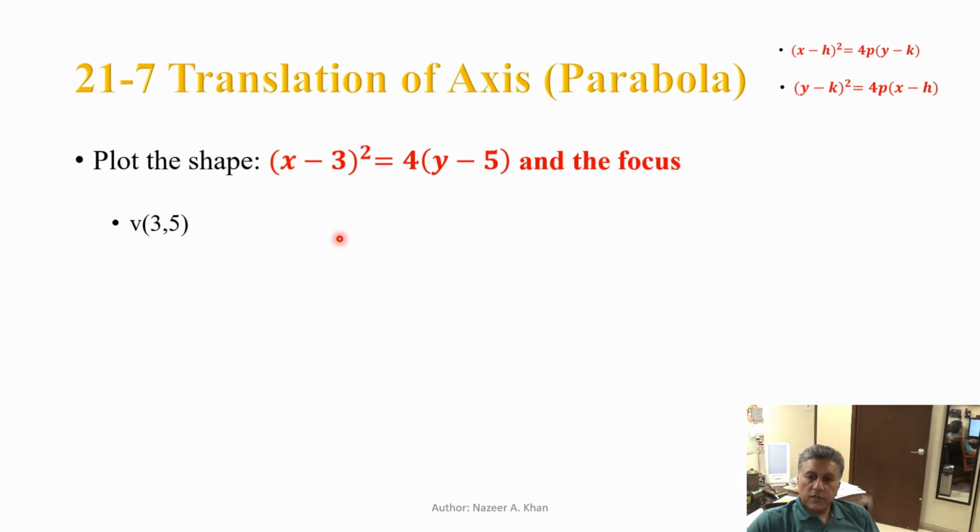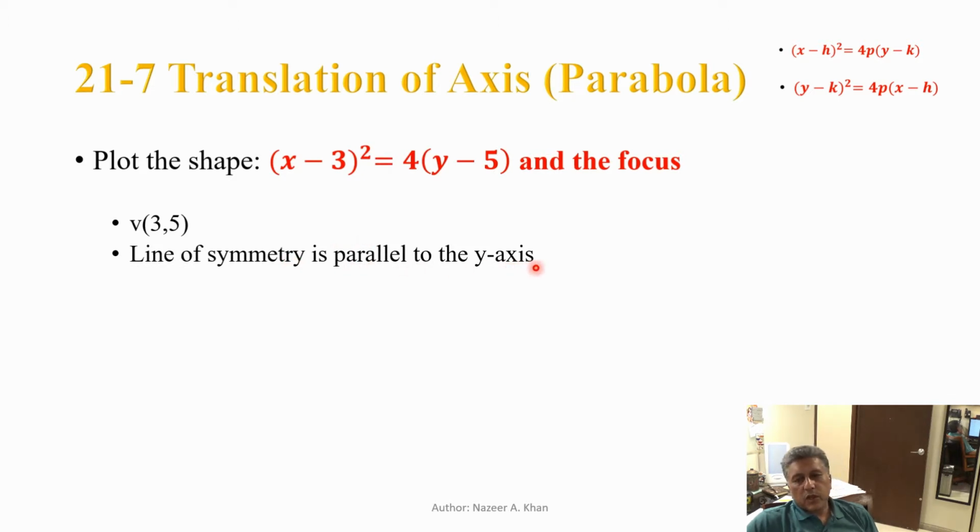And the next thing that we know about this is that the line of symmetry is parallel to the x-axis. Well, how do we know that? The line is parallel to the y-axis. Sorry about that, the y-axis. How do we know that? It is the non-squared term, right?